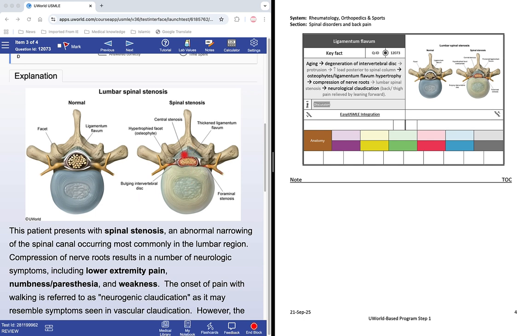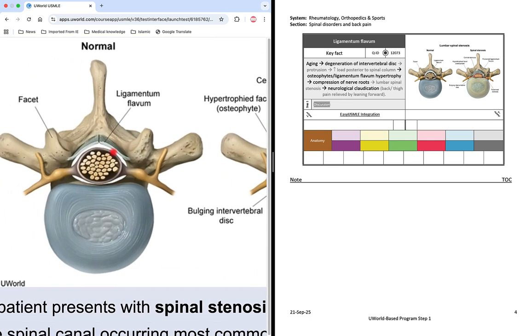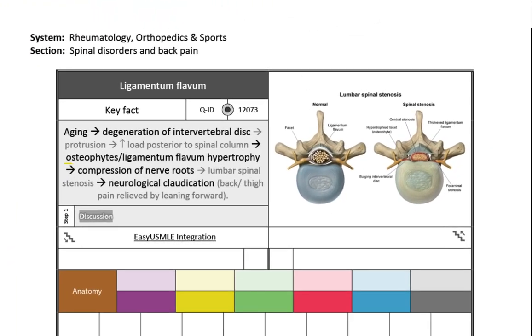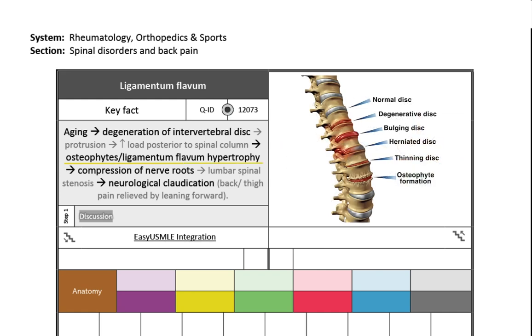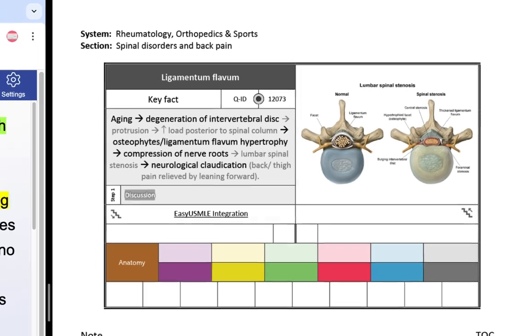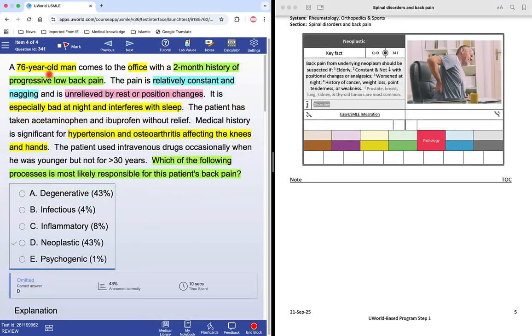And look at the ligamentum flavum here, how it is hypertrophied compared to the normal. Osteophytes and ligamentum flavum hypertrophy all result in compression of the nerve roots, development of lumbar spinal stenosis, and neurological claudication, and the patient develops back and thigh pain, which, as we see in the question, is relieved by leaning forward.